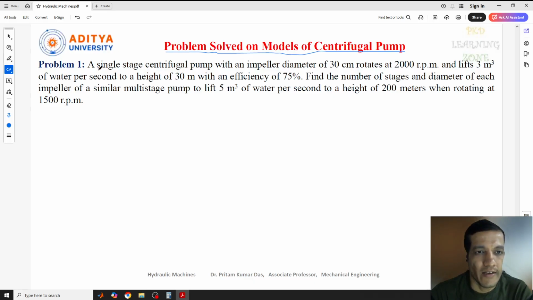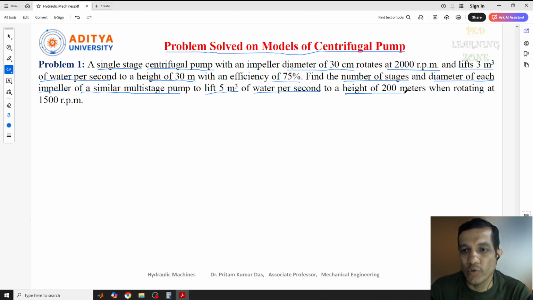So the question is: given a single stage centrifugal pump. If it is multi-stage, it will be different. The single stage pump has an impeller diameter of 30 centimeter, which rotates at 2000 rpm and lifts 3 meter cube of water per second to a height of 30 meter with an efficiency of 75%. Find the number of stages and the diameter of each impeller of a similar multi-stage pump to lift 5 meter cube of water per second to a height of 200 meters when it is rotating at 1500 rpm.